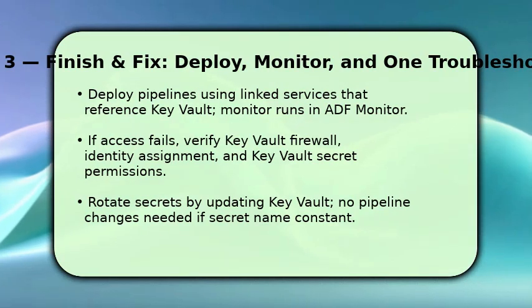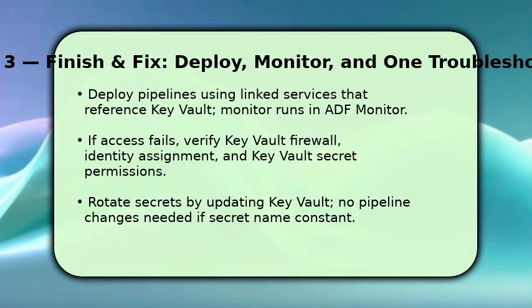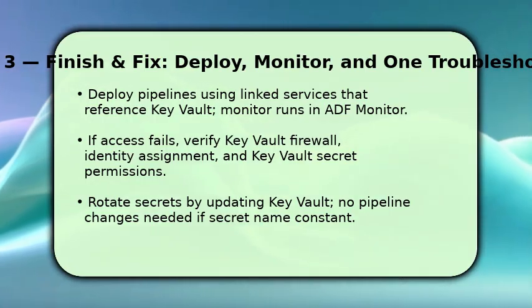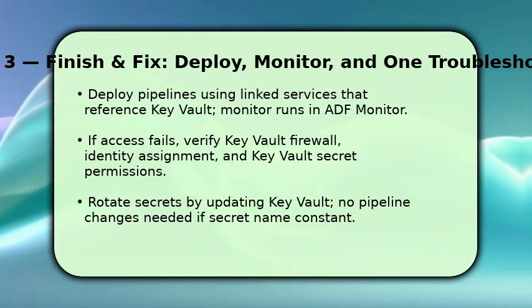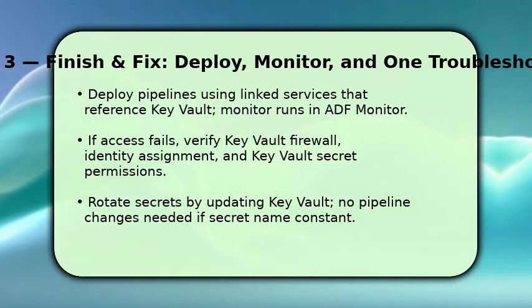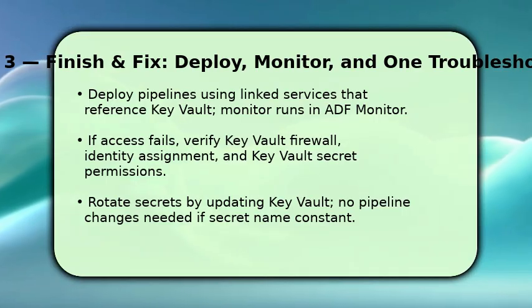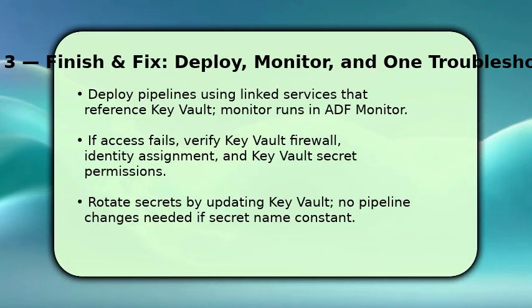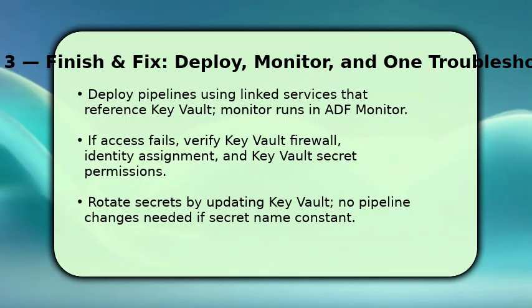To finish, deploy or trigger your pipelines that use the linked services backed by Key Vault and watch runs in the ADF monitor. If a run fails, first check Key Vault firewall rules and ensure Data Factory's identity appears with get permission. Also confirm the secret name matches exactly and that the Key Vault is in the same tenant.